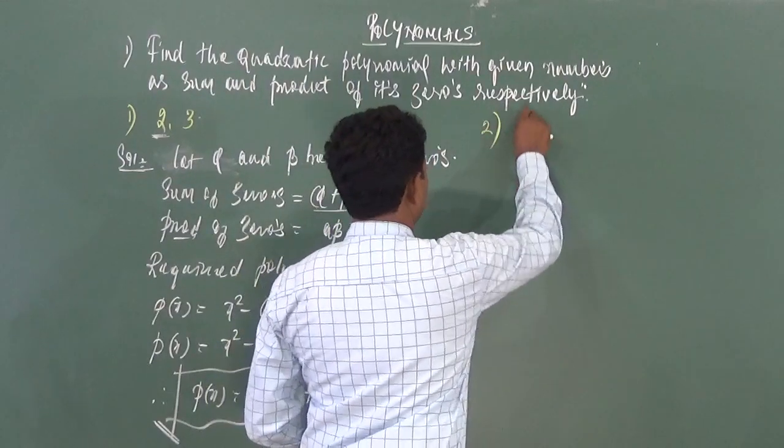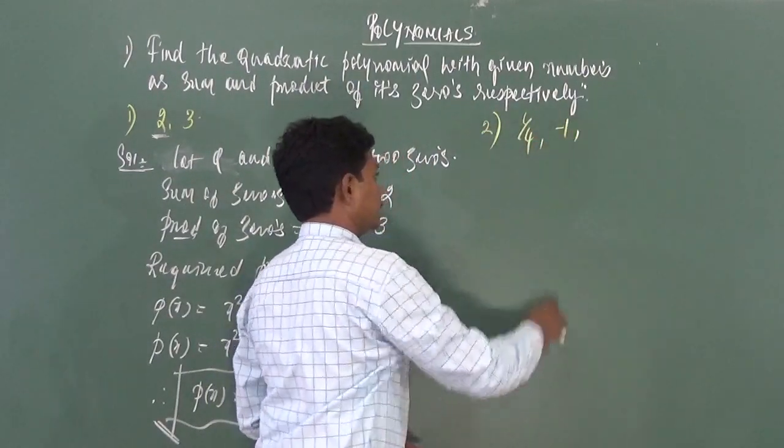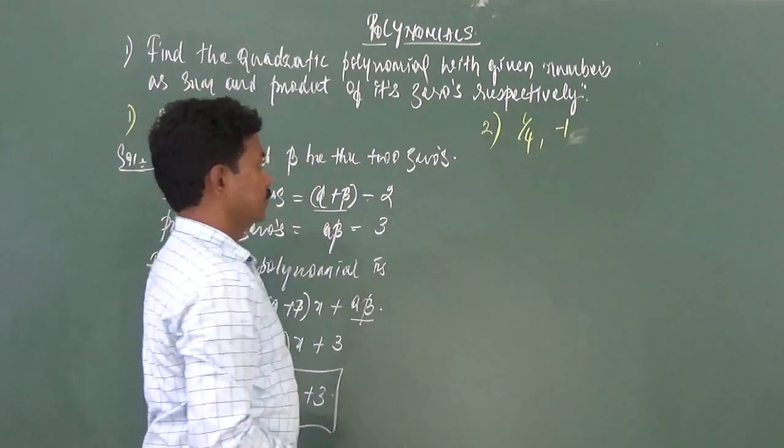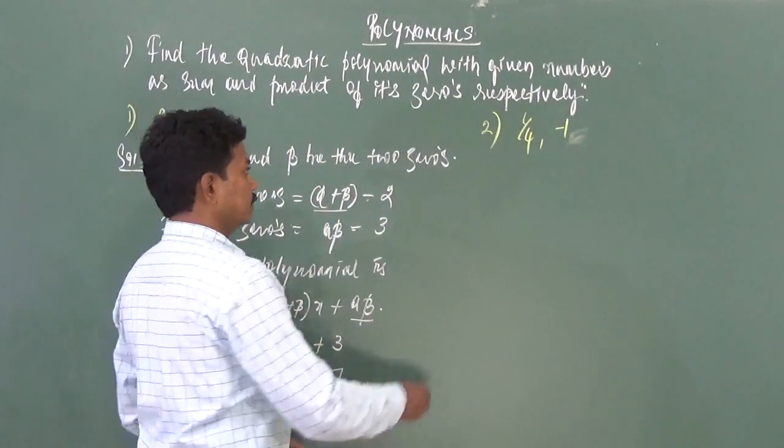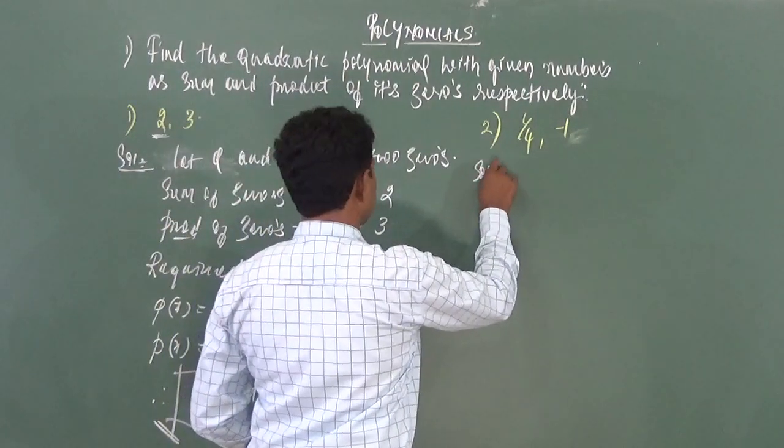Second one: 1 by 4 comma minus 1. Here the first number should be taken as the sum of the zeros and the second number should be taken as the product of the zeros. Okay, let us go with the solution.